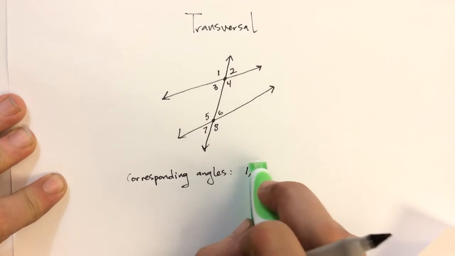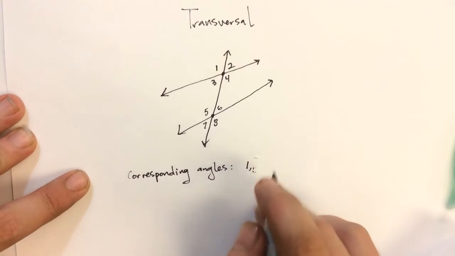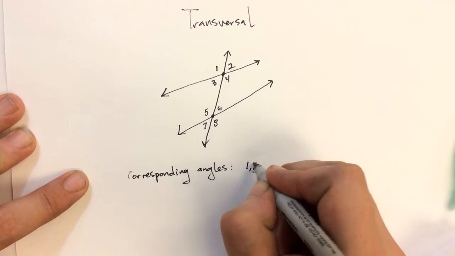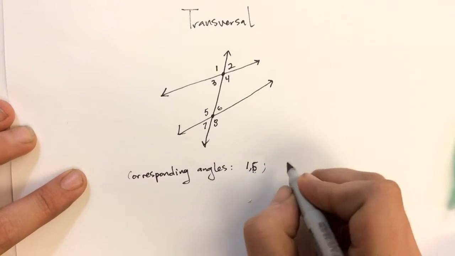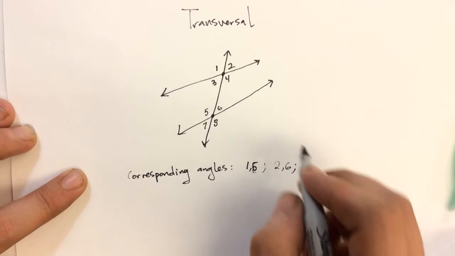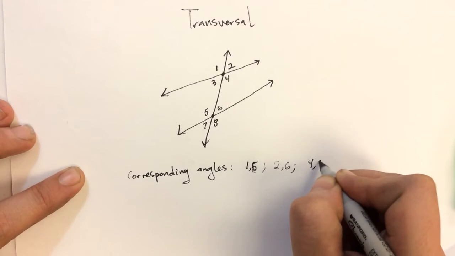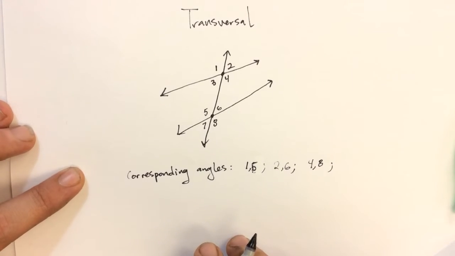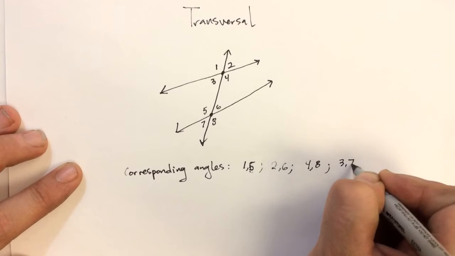Another pair of corresponding angles is, let's say, 2 and 6. So we've got 1 and 5 are corresponding, also 2 and 6 are corresponding, 4 and 8 are corresponding, and lastly, 3 and 7 are corresponding.